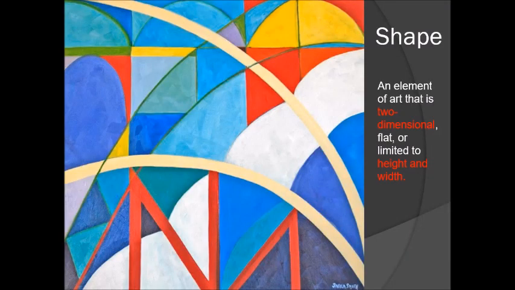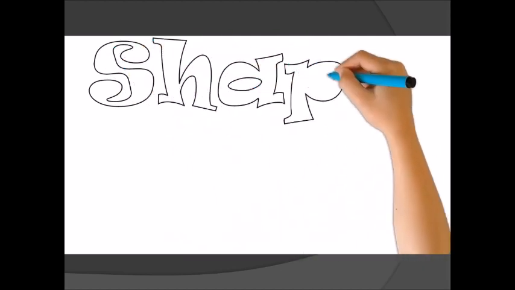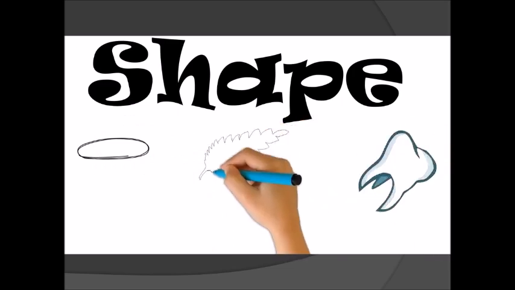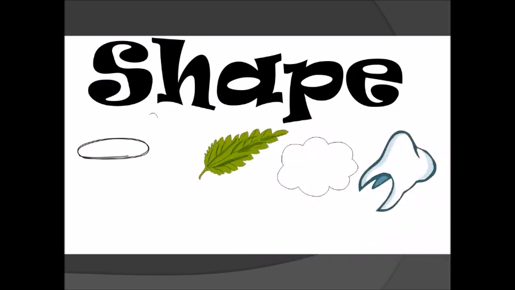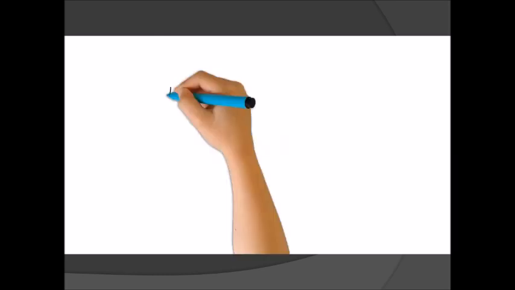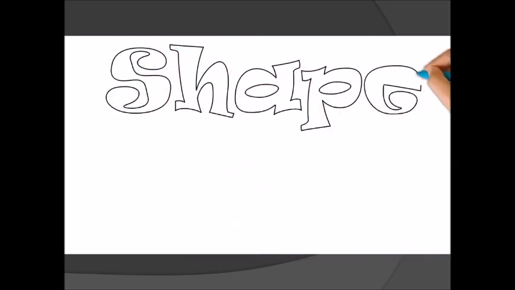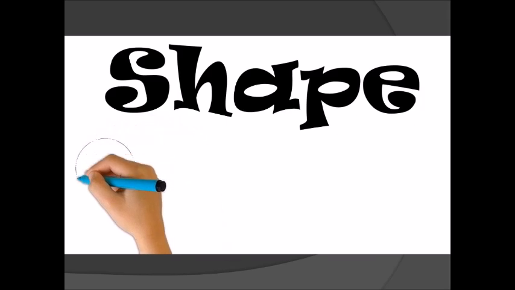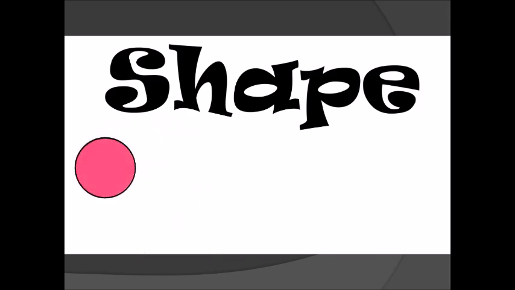Shape. This element is two-dimensional, flat, or limited to height and width. Shapes have two general categories. First, there's organic shapes, shapes found in nature or free form. And then there are mathematical shapes or geometric shapes.